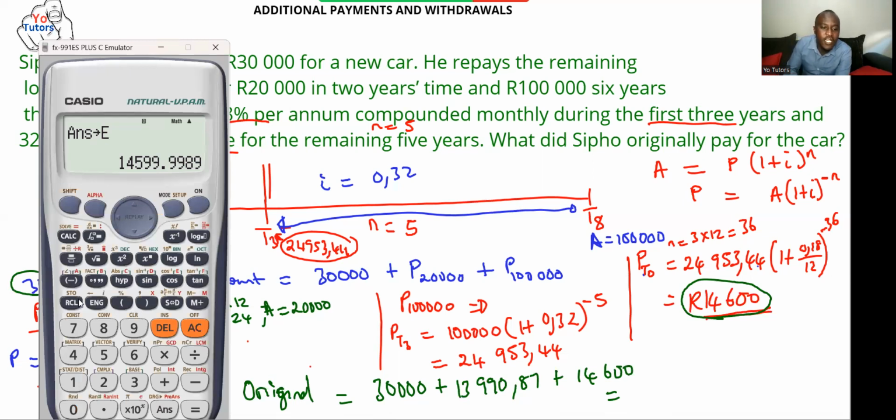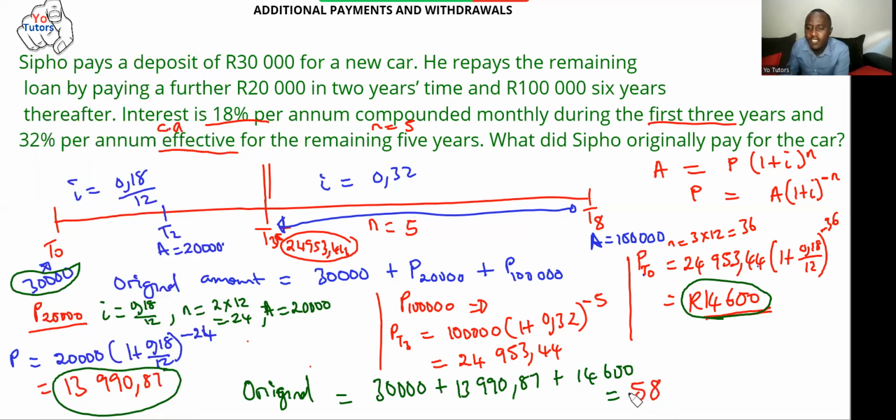Let's see here, we have got the recall C, which is, was it the one, recall D? Yeah, that one. So here we know that we have got the recall D. We are adding it to recall E, which is 14,600, plus 30,000. So we get 58,590.88. That's our final answer. So that's how we should remember, guys, how to deal with this. That's how you deal with this.